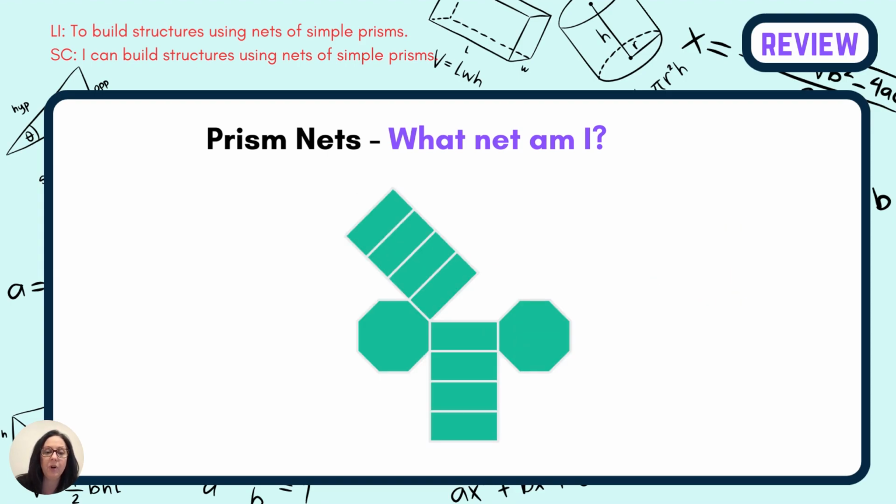What net am I? Look for my bases again. Again, I've got two octagons. So it's an octagonal prism again.